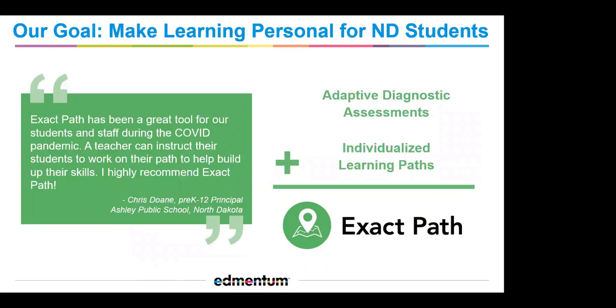So to begin to understand what Exact Path is, let's start with what it does. It makes learning personal for all students, combining an adaptive diagnostic that then places students in an online learning path where they then work on math, reading, and language arts at their level. Students can build the skills they individually need.